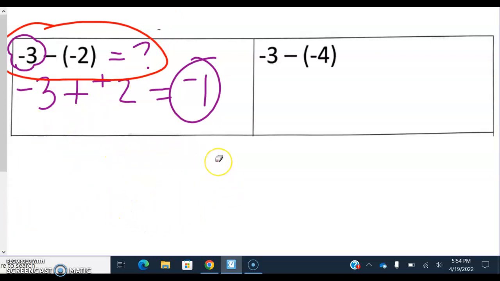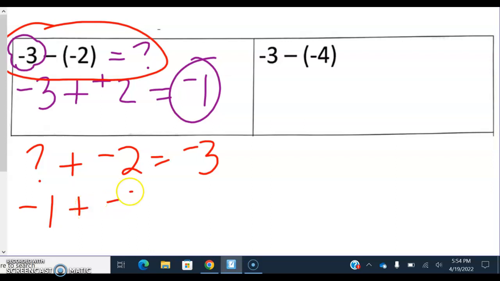Let me erase and show you one more time because I don't want to confuse anybody. Okay, here we go. So if we use this fact family, question mark plus -2 equals -3, and I go, what would that be? That would have to be -1 plus -2 equals -3. So you can always check by using your fact families. Let's look at the next one over here.